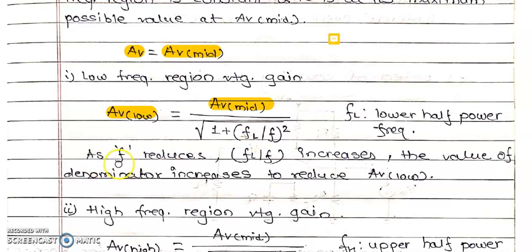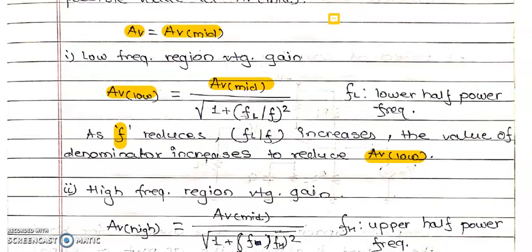And here, as we reduce the value of F, this factor FL by F will increase and the value of the denominator will increase. That's why the mid band voltage gain value will decrease, and that is given as AV low. Means at low frequency the voltage gain decreases by this ratio.